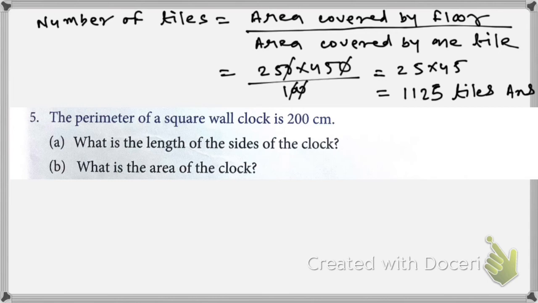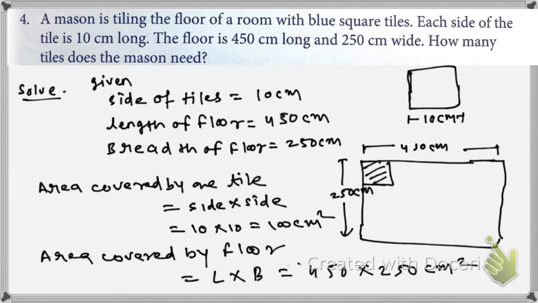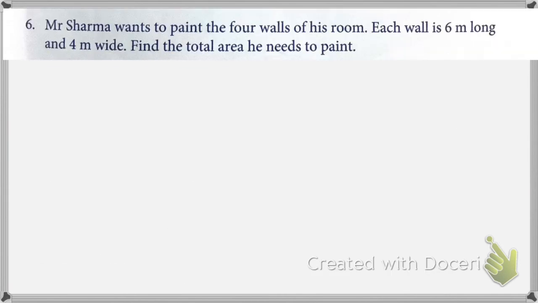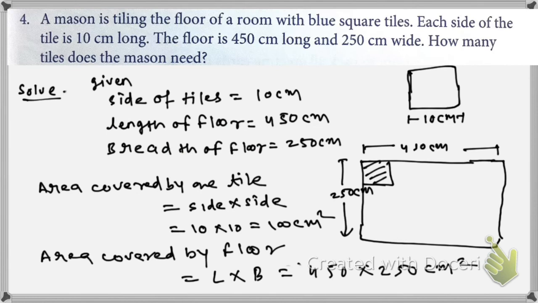Now next question, the perimeter of a square wall clock is given. What is the length of the side of the clock? We have to find out the clock's side and then area. So this is your homework, students. This is a very easy question. Now question number 4th, question number 5th and question number 6th.